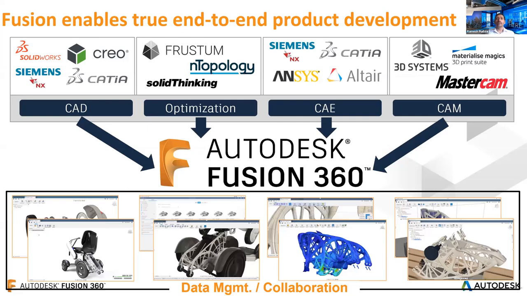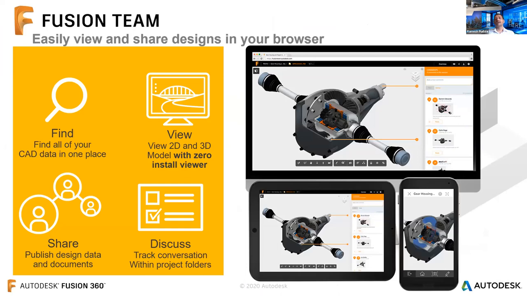Okay. Now, when you look at all these features, the platform is available on Windows as well as on Mac. So therefore, we have unique benefits which come from both the platforms. Now let's understand Fusion Team a little deeper.